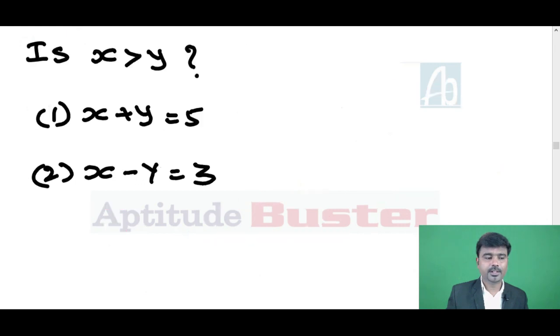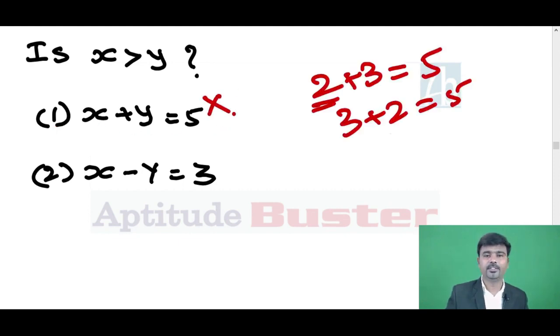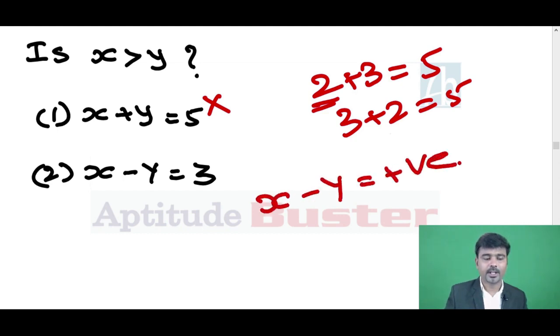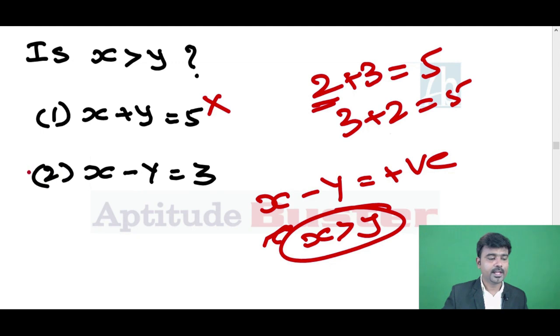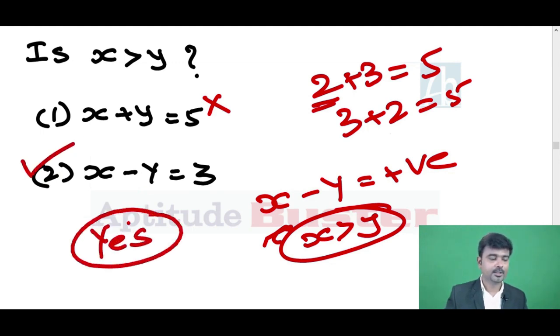Next, we are going to discuss the yes or no type. Is x greater than y? Read the first statement. x plus y is equal to 5. The first statement is not sufficient to say a definite answer. Read the second one. x minus y equal to 3. We can say x minus y is positive, which means x is greater than y in this case. So the second statement alone is sufficient to say a definite yes. So the answer is B.